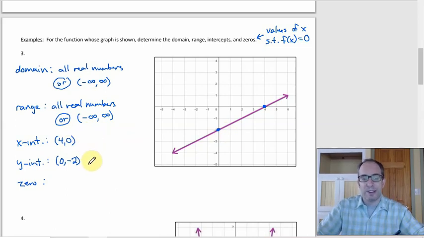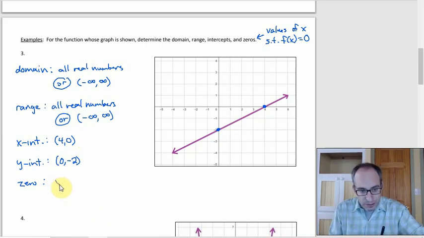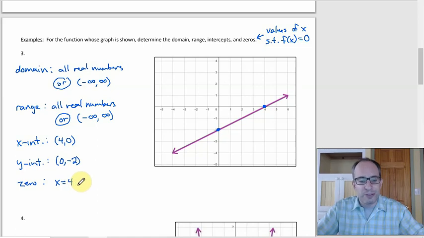And then here, I guess you could say, even though we're not using this right now, that f of 0 is negative 2. But yeah, the x value that would make f of x be 0 is 4. So the zero is just x equals 4. And that's it. You don't really have to do any extra work there if you already know what the x-intercepts are.